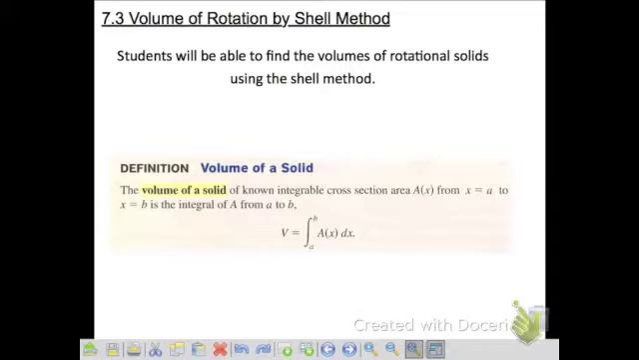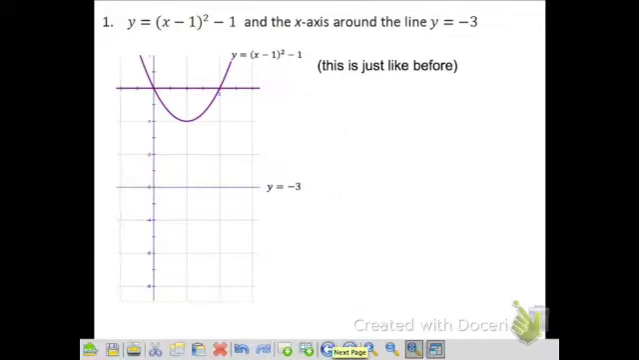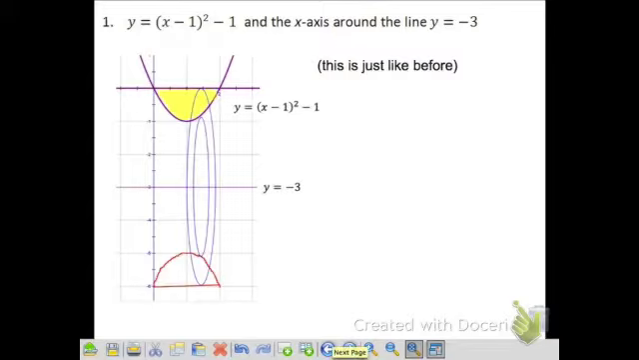So looking first at this example here, we see that we want to rotate the equation (x minus 1) squared minus 1 around the line y equals negative 3. Now this is just like we did before, and so our first step is basically to redraw our function, reflect it, and rotate it around our axis of rotation.